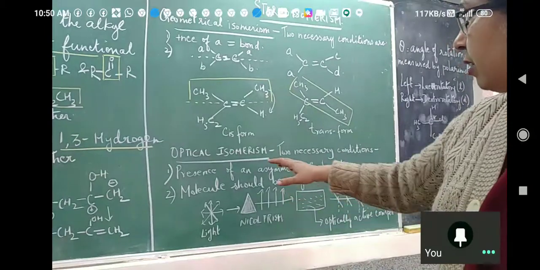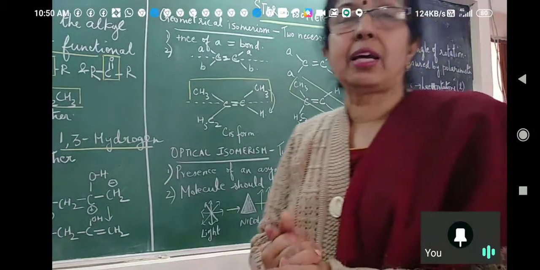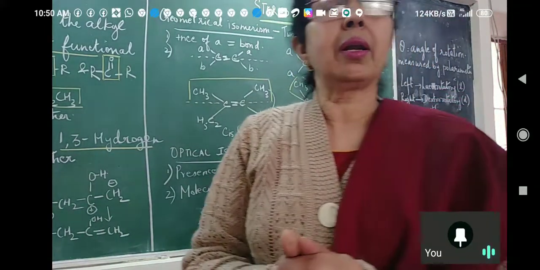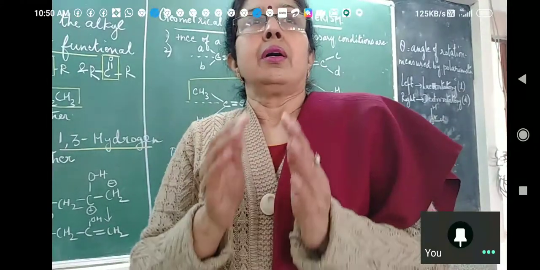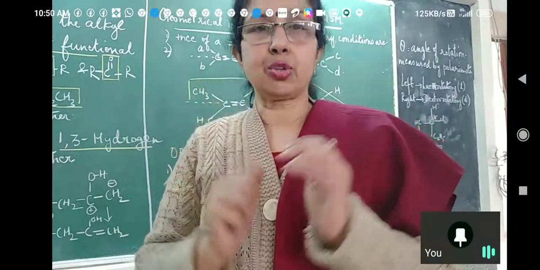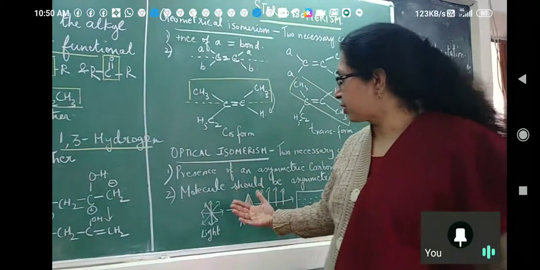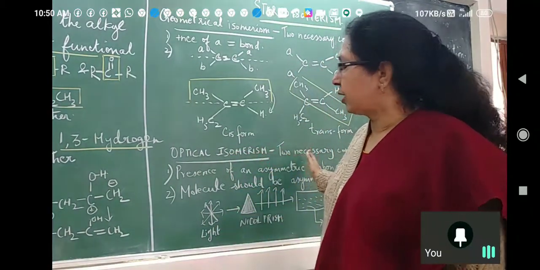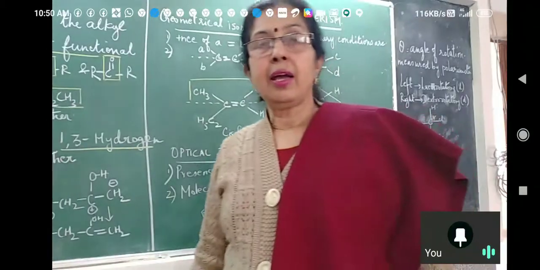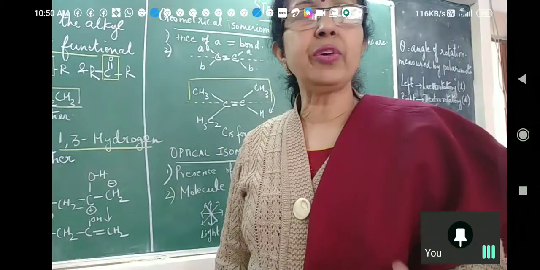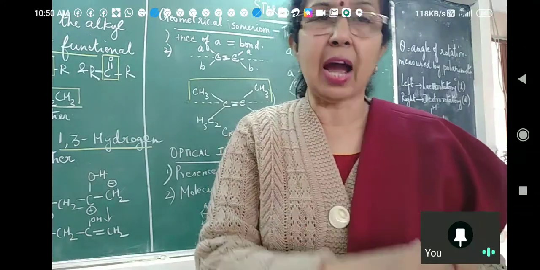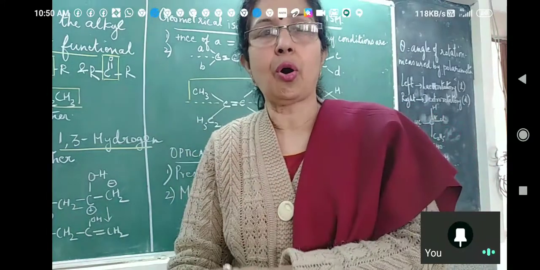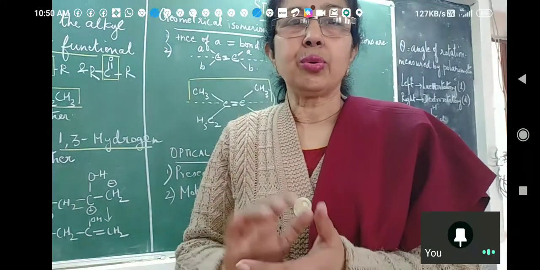Okay. Now, let us go on to optical isomerism. What is optical isomerism? Which molecules show optical isomerism? So let us first come here. What are the two necessary conditions? Before we go on to that, let me tell you, when do we say that this molecule is optically active and this is not optically active? Okay, so there is a distinction.